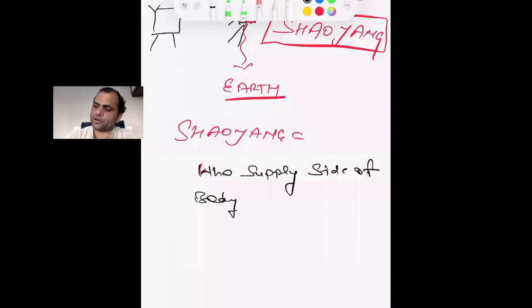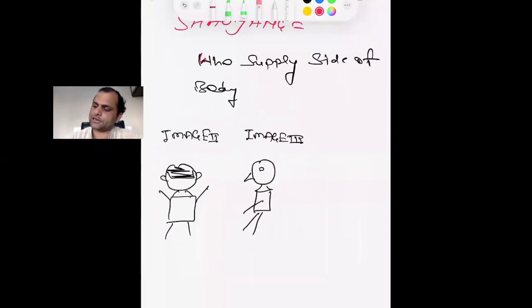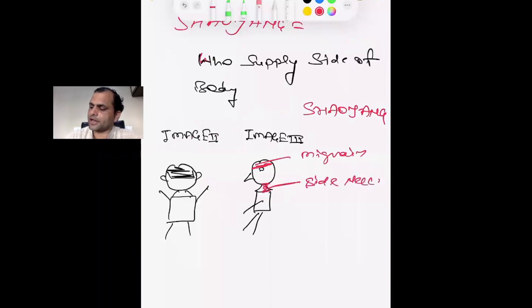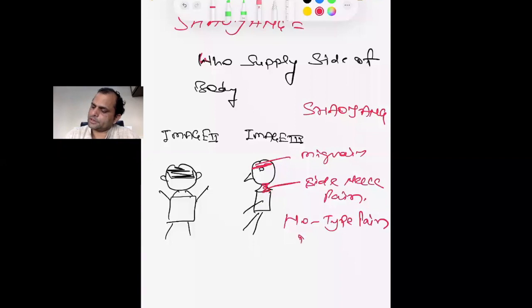So finally, we have got three. When we talk about Shao Yang, which supplies the lateral side of the body, if someone tells you that they are suffering with a migraine headache on the sides, this is a problem of Shao Yang. If someone tells me they have neck pain on the side, we also call it no type of pain. No means yes, this is yes, and this is no. If someone is doing like this and the neck is paining, this is called no type of pain, pain happening on the side. So if someone has no type of pain, it means there is a problem in Shao Yang. We call it no type pain in the neck.